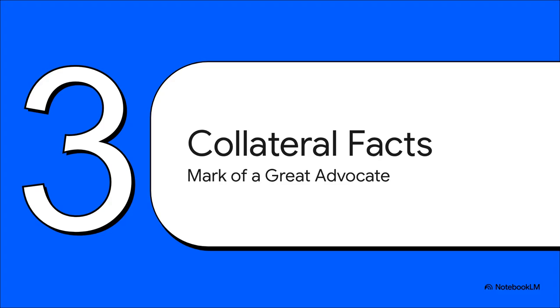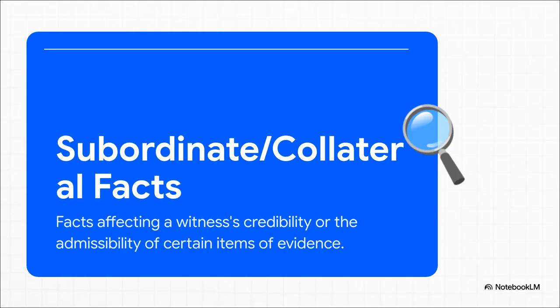Now we're moving to the next level. Look, understanding the main facts in issue, that's fundamental. That's Bar Exam 101. But mastering collateral facts, that is what separates the good advocates from the truly great ones. This is where the real art of advocacy lives. So what are they? These are subordinate or collateral facts. They don't prove the main case, but they affect one of two things: a witness's credibility or the admissibility of other evidence. Think of them as the facts about the evidence.